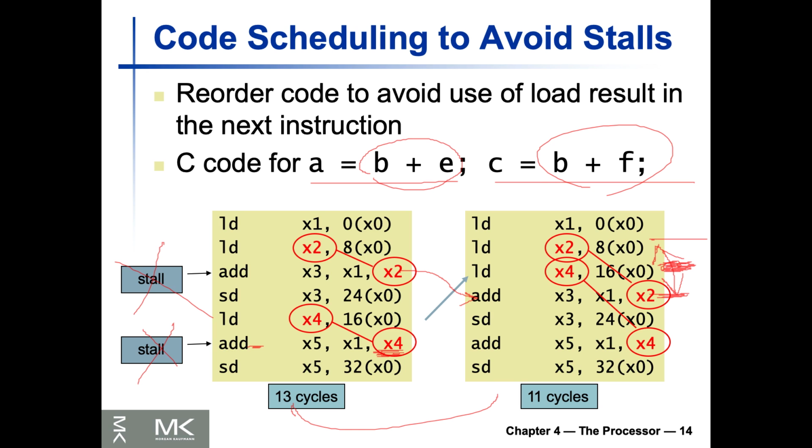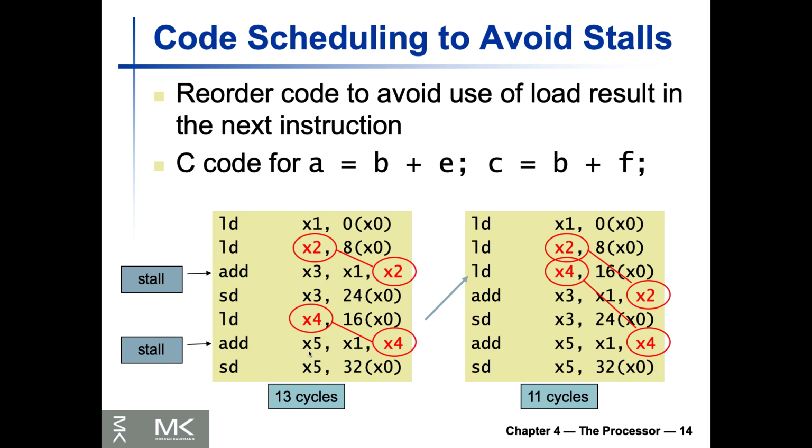So that's why I reduced 2 cycles from 13 to 11. And that's an optimization. Say this code needs to be run 10 million times. So you have saved so many millions of cycles, right? All right, so that was a high-level view of code scheduling.